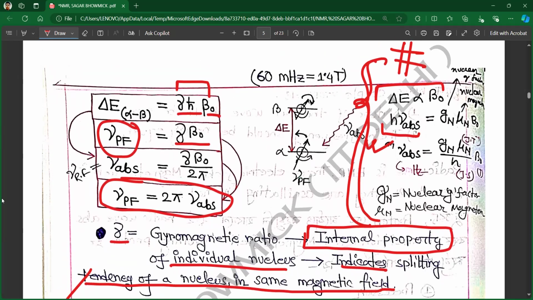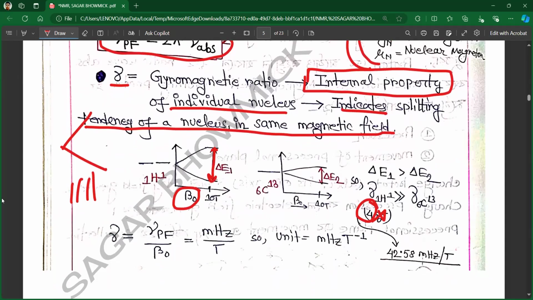Okay. Now, one more thing, just remember 60 megahertz equal to 1.4 Tesla for 1H1 NMR. Sometimes you have to do unit conversions from megahertz to Tesla. So 1.4 Tesla equal to 60 megahertz.